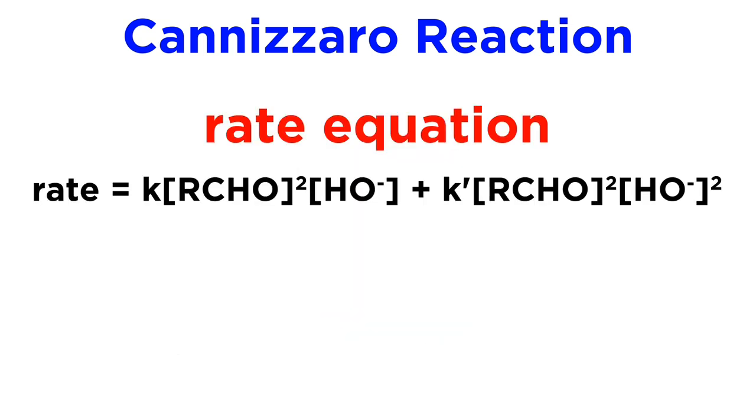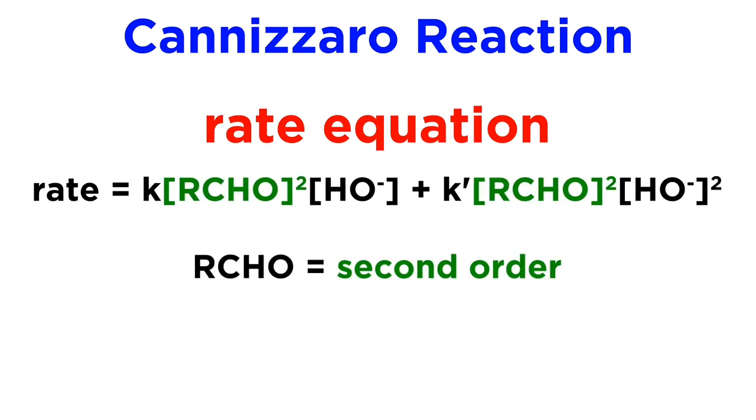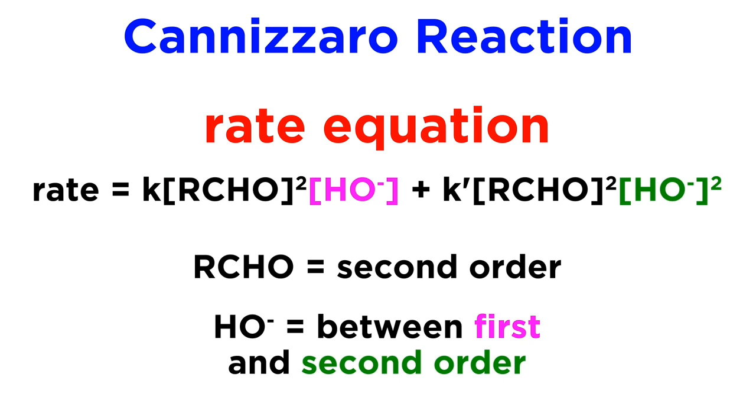The mechanism of the reaction is a bit complex. This is demonstrated by the fact that the rate equation contains two terms. As we can see, the reaction is second order in aldehyde, which confirms that there are two molecules reacting with each other in the rate determining step, but the order in hydroxide ion is somewhere between 1 and 2, revealing a more complex role for the base. Let's see how this works now.